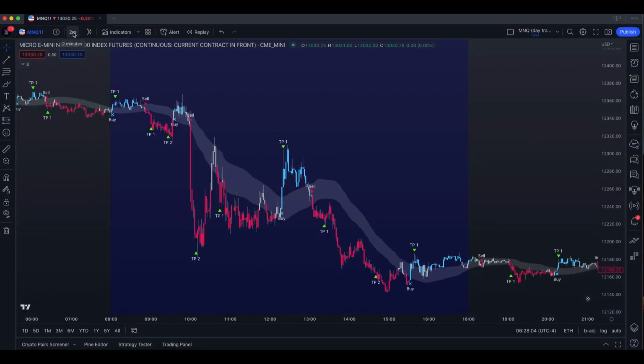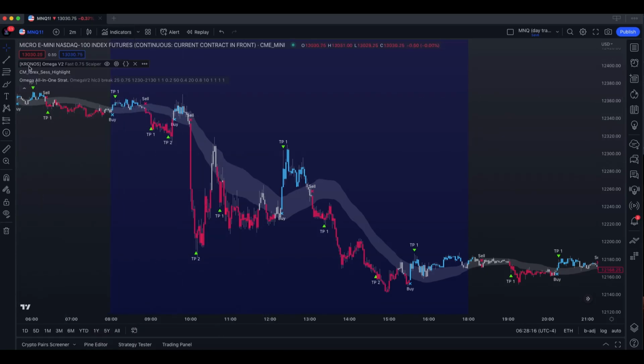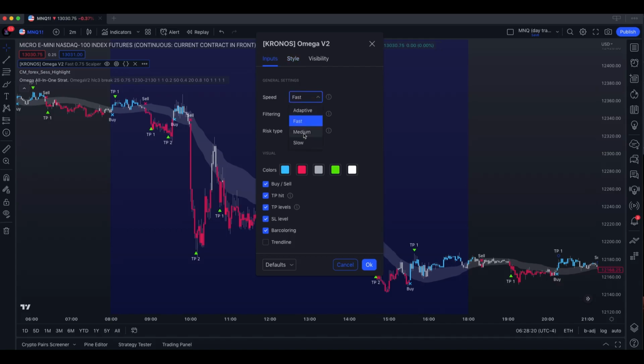Then go into your time frame setting and select the 2 minutes. This strategy also works with the 1 minute. However, if you trade the 1 minute, you will have to select the medium speed, all right? But the results are exactly the same. So just go to fast if you're trading the 2 minutes and medium if you're trading 1 minute.